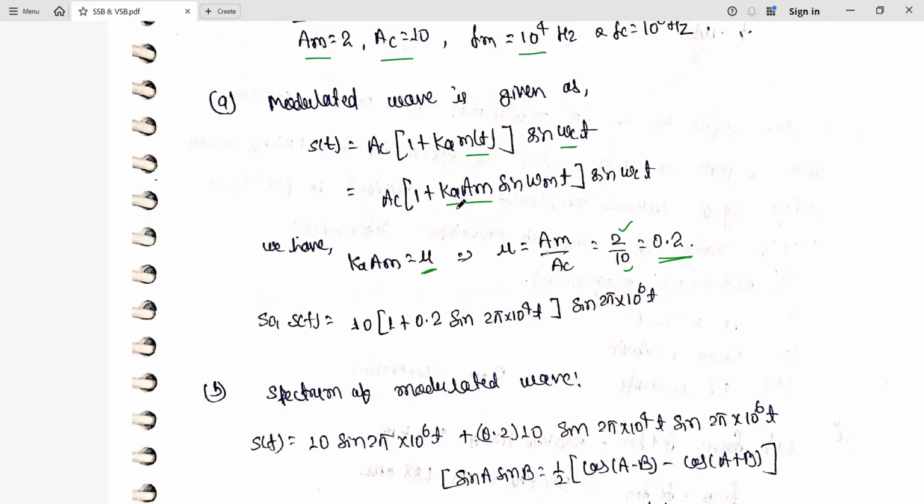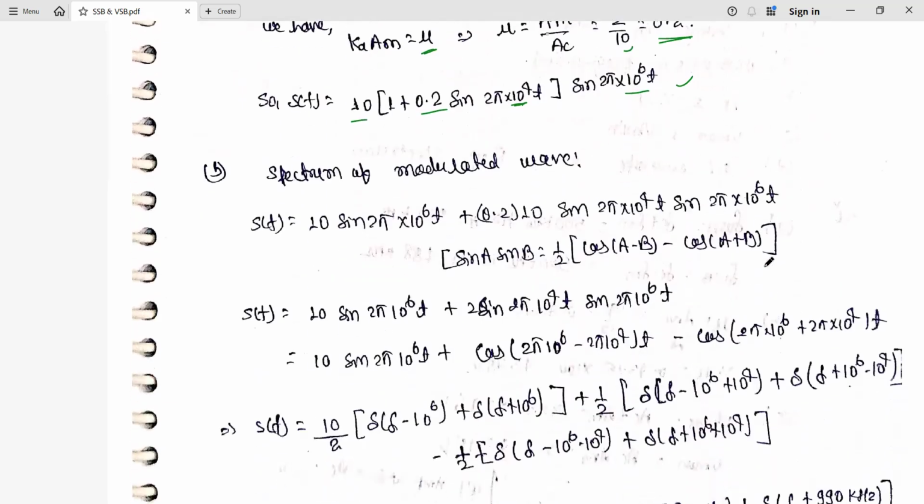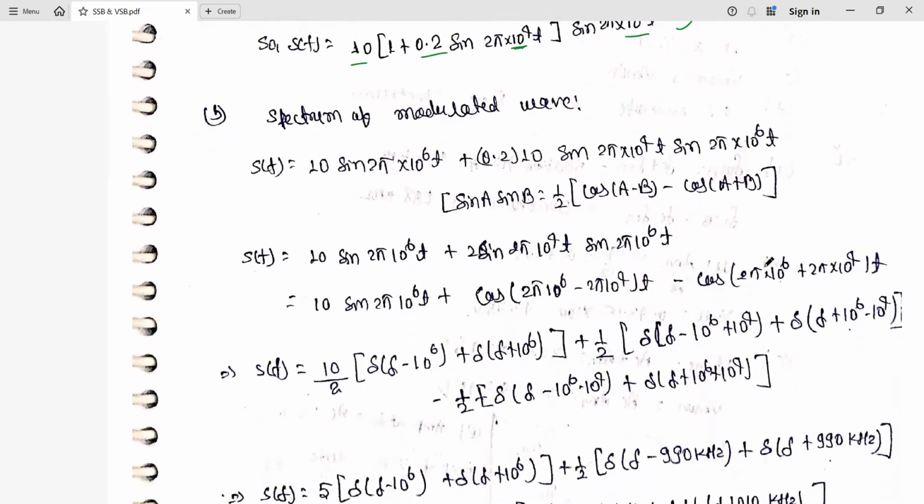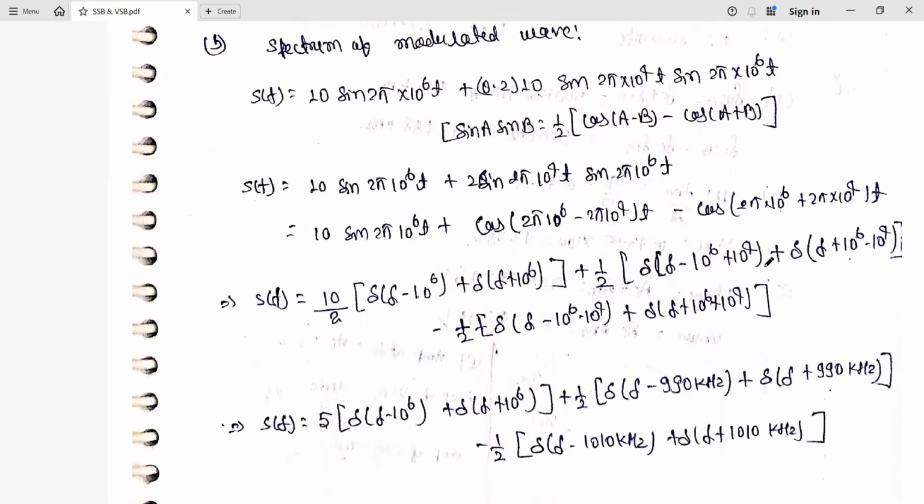So now in place of K into Am, we are going to substitute the value 0.2, and Ac is 10, and omega m, that is 2π fm. So the fm value is 10 to the power 4 Hertz. Omega c, 2π fc t, fc is 10 to the power 6. So finally, this is the wave equation, that is the equation for the modulated wave that we are going to transmit. Now to obtain the spectrum of this modulated wave, we have to find the frequency domain of this modulated signal so that we can draw the spectrum.